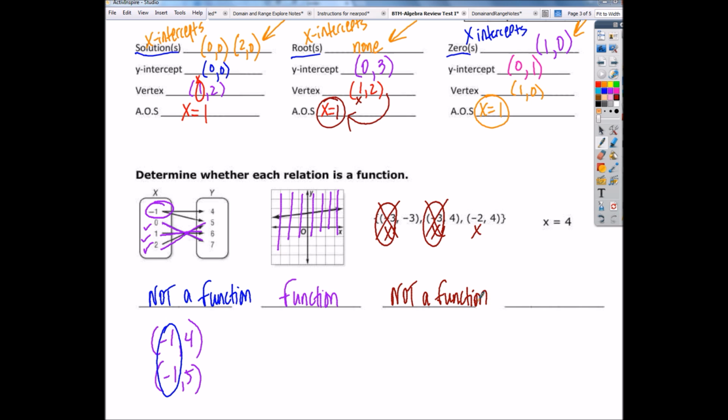Make sure you're reading your test carefully, folks, because it may say which one's not a function, or it may say which one is a function. So, be very, very careful when you're reading the test.